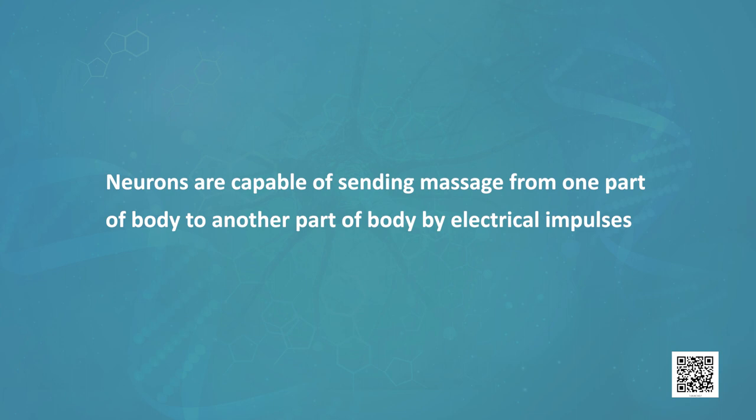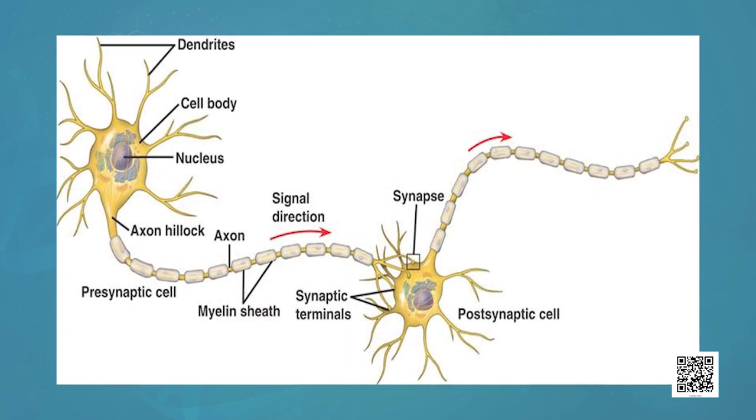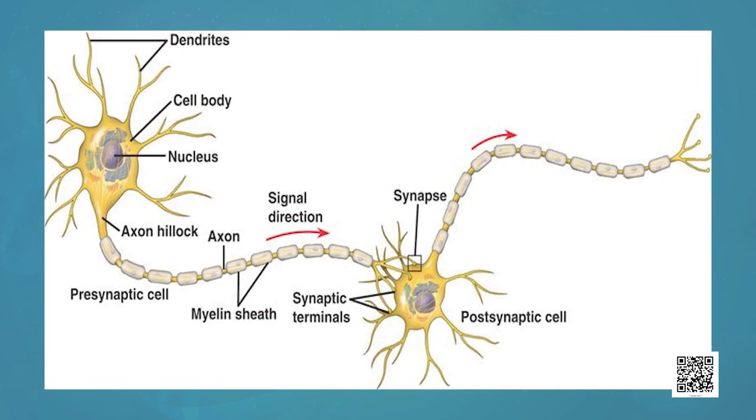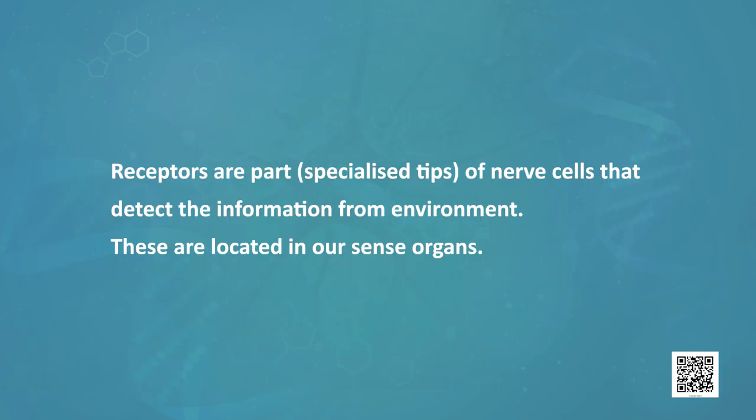Nervous tissues are made up of nerve cells or neurons. These neurons are capable of sending messages from one part of the body to another part of the body by electrical impulses. At the site of action of stimuli, some chemicals are released that are received by receptors. These receptors are parts of nerve cells, or they are the specialized tips that detect the information from environment. These are located in our sense organs.